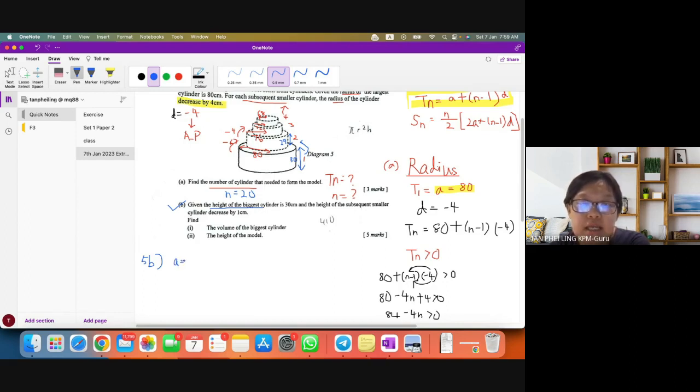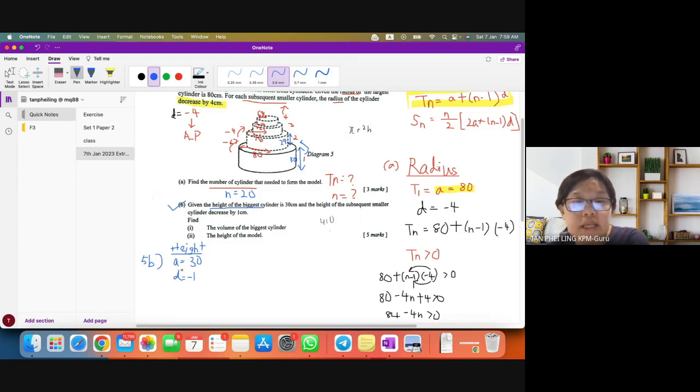First thing is A equals 30. The second one is that the difference here is -1. So just bear in mind that part B, they are talking about the height now. Talking about the height. So this progression is focusing on the height now. So you have your A, you have your D, and let's see what they want.